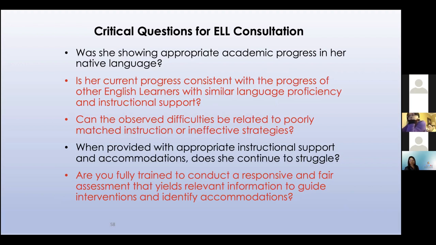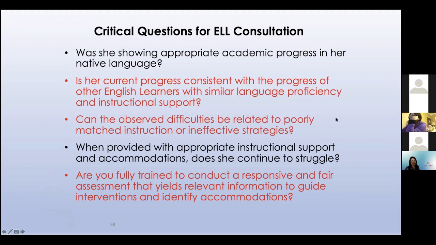Is her current progress consistent with the progress of other English learners with similar language proficiency and instructional support? I'm going to give you an example of that, because we now have an instrument that measures that, which is fantastic. The Ortiz PVAT, which I'll show you in a minute.